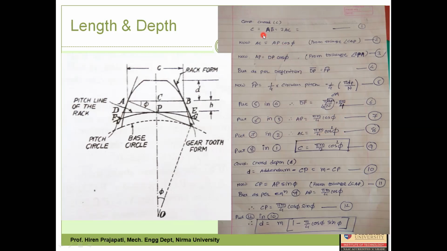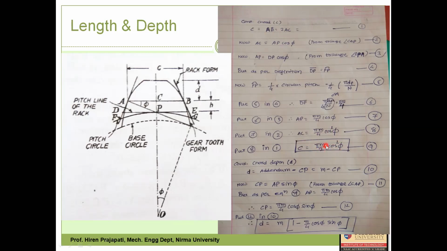Now constant chord is equal to 2 times AC. We got AC, multiply by 2, then finally constant chord is equal to pi m by 2 cos square phi. So this relation will give us the equation of constant chord length. So constant chord length is equal to pi m by 2 cos square phi.